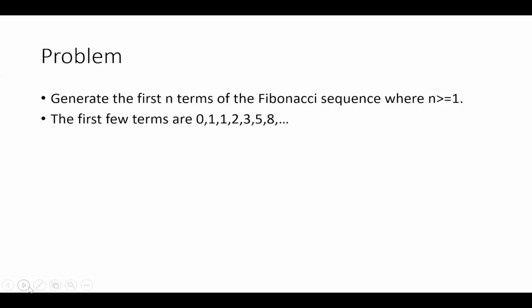All right. So let us see the problem statement. Generate the first n terms of Fibonacci sequence where n is greater than or equal to 1. The first few terms are given here. So we all know what is a Fibonacci sequence. So usually the Fibonacci sequence are given in this way. So they will start with 0. Then 1. And the next term will be the sum of these two terms.